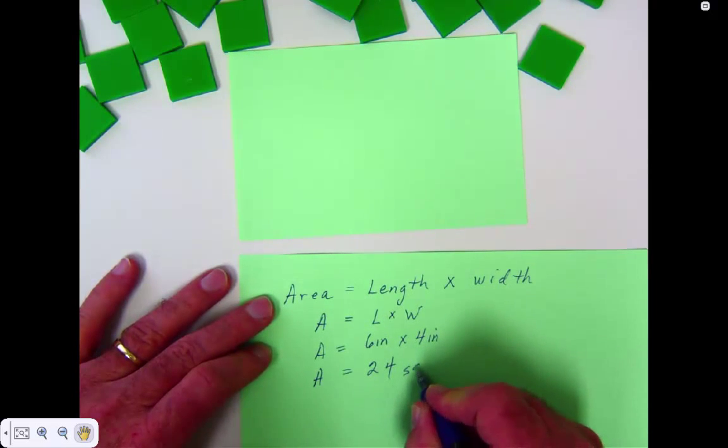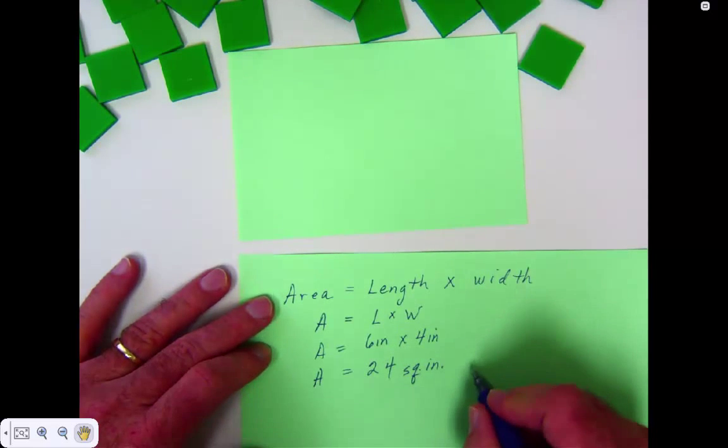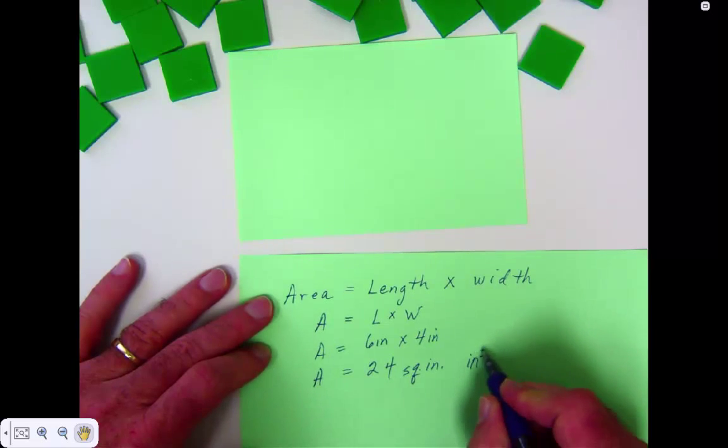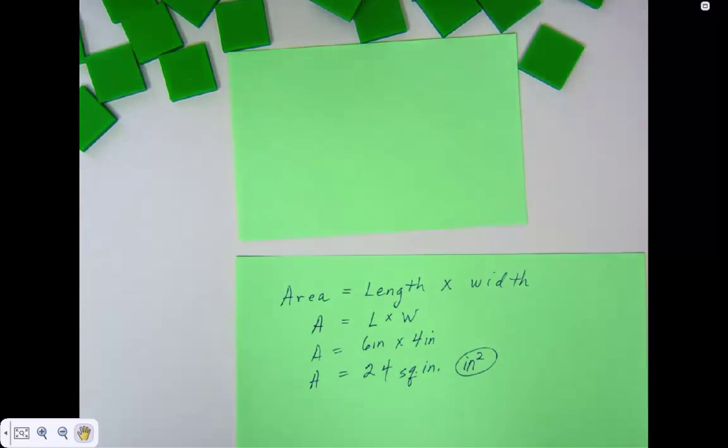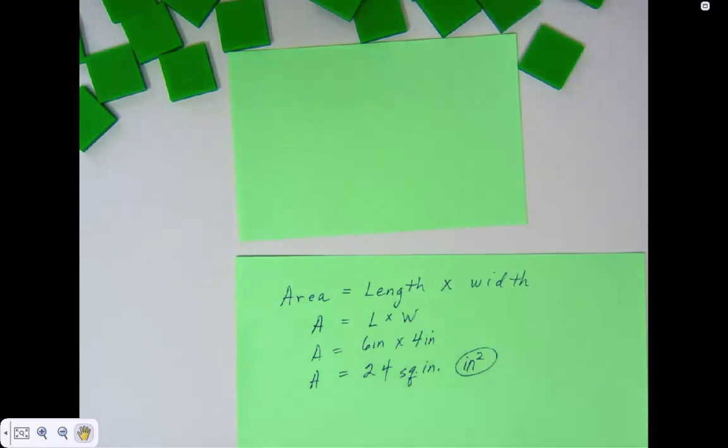Now we can write that in a couple of ways. This is an abbreviation, but we math types also like to write this as inches to the second power, and we read that as square inches. So we can say that the area in this case is 24 square inches.